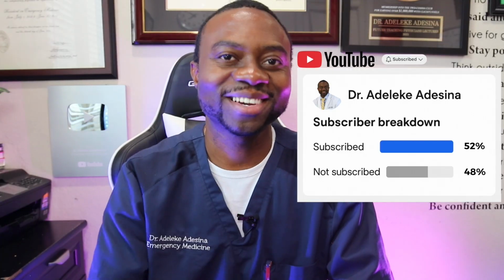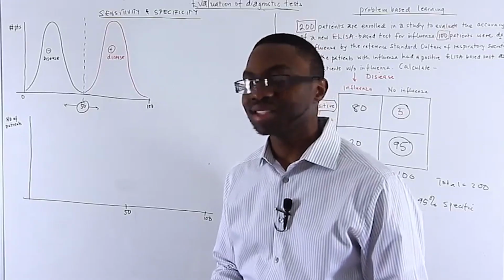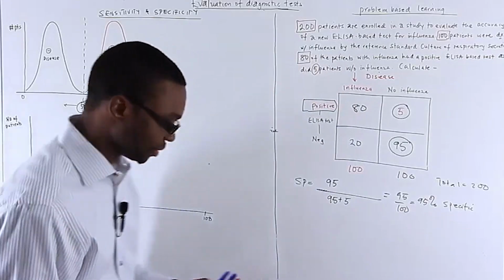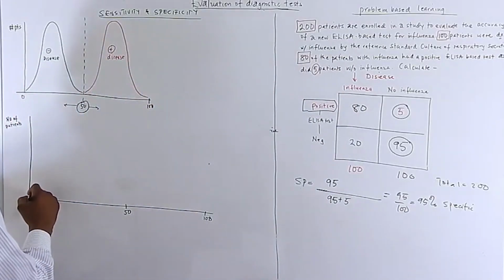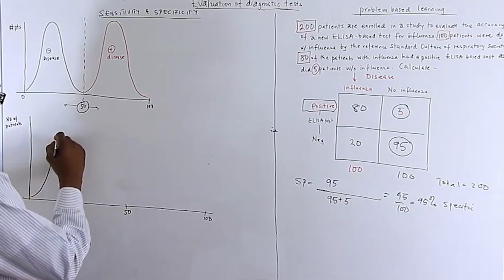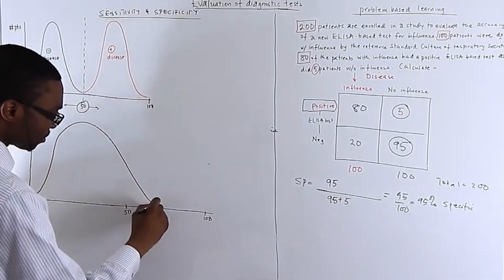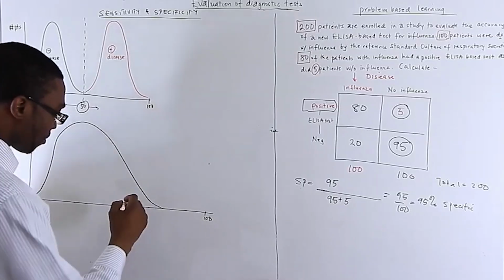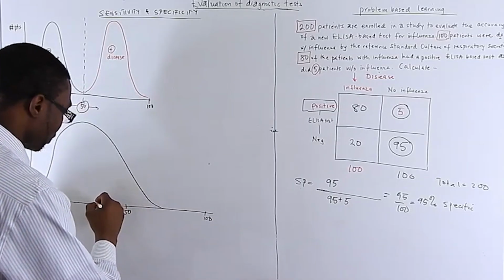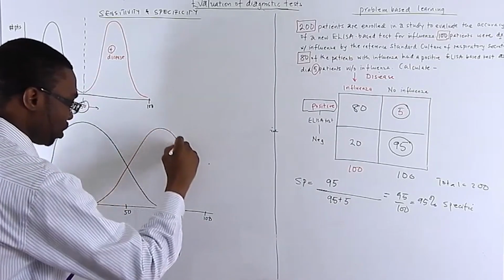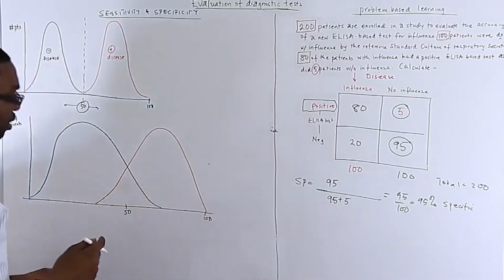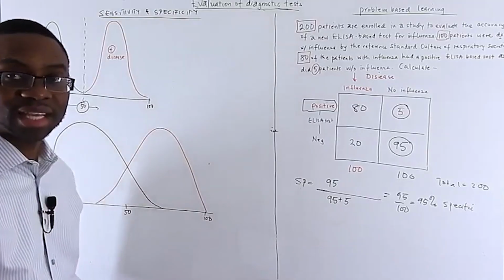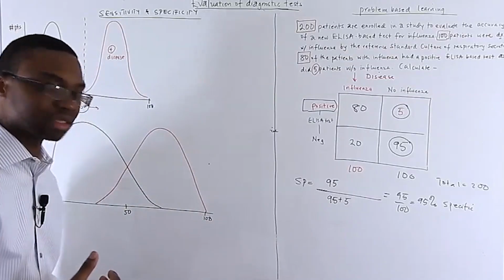But that test does not exist, right? In real life, most tests overlap. And this is what we typically see. You see an overlap between patients that have the disease. This is what you are going to see in the real world. You're going to see an overlap with a test that's going to be able to pick up some patients that have the disease and miss patients that don't have the disease, okay?